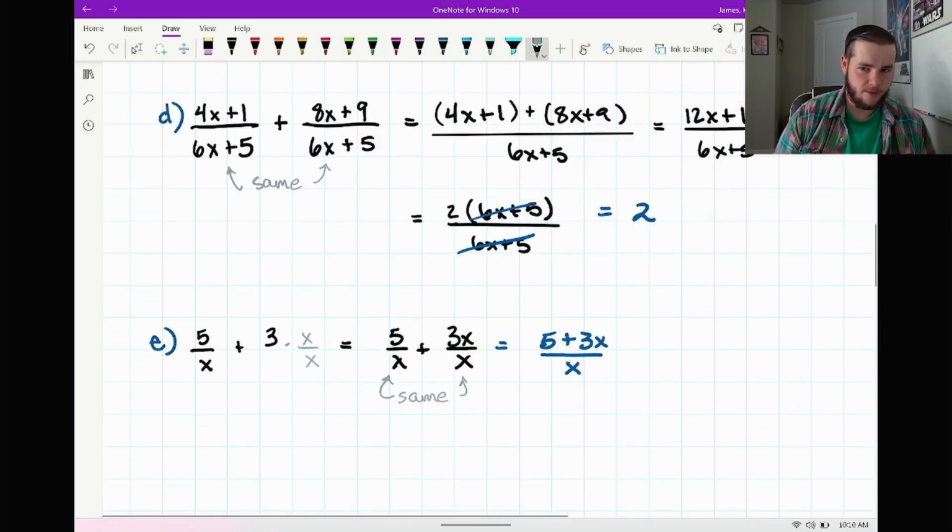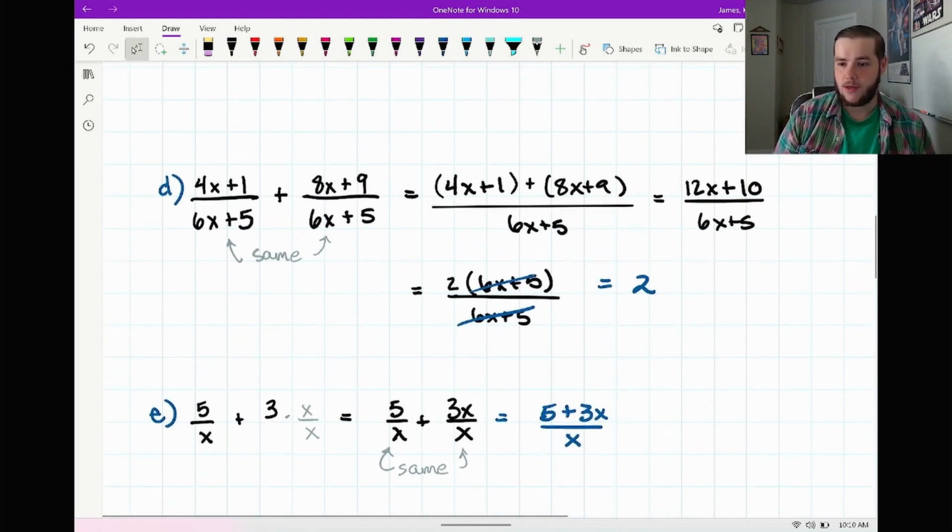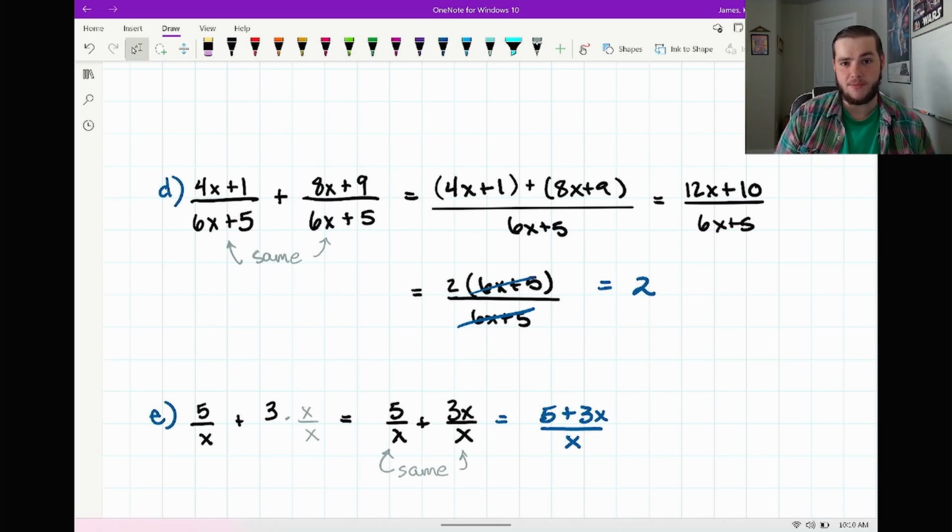We're going to skip over part C for now. In part D, I am asking you to add two rational expressions together. Luckily, these two have the same denominator, so I can just add their numerators, and I end up with an extra factor of 6x plus 5 in the top when I'm done with that, so I cancel them top and bottom, and all I'm left with is a 2. So 2 is the final answer.